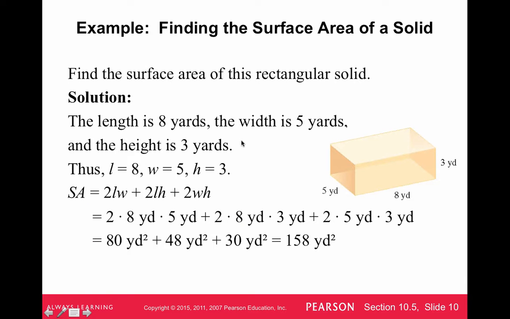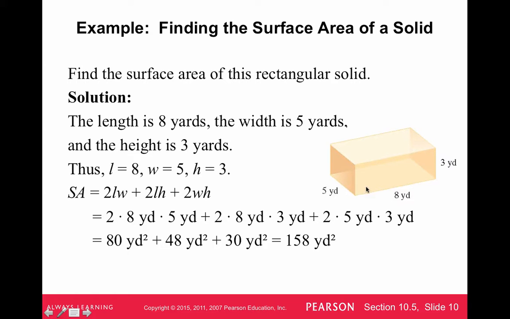Alright, so let's go find the surface area of this rectangular solid. It says the length is 8 yards, the width is 5 yards, and the height is 3 yards. So we're going to figure out the size of each wall and floor, and then multiply those by 2 because they have a matching side or opposite side. So we'll do 2 of the length times width, so basically the 5, that's the floor.